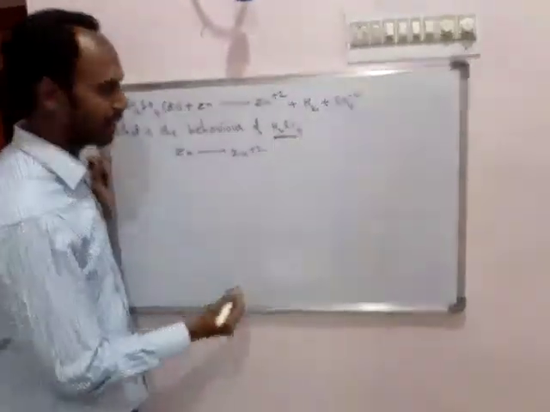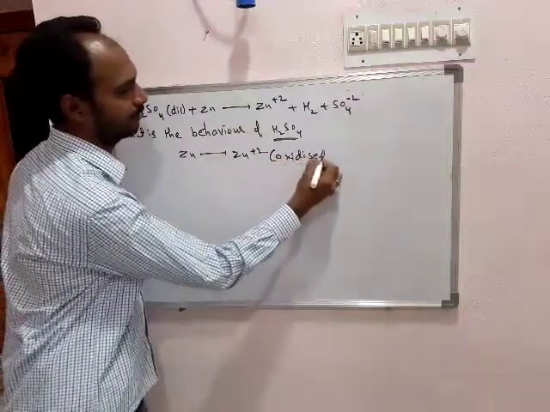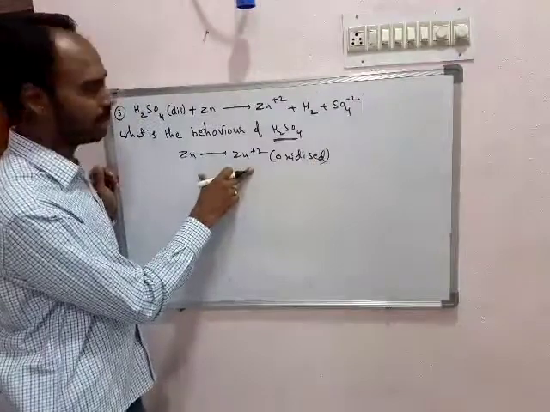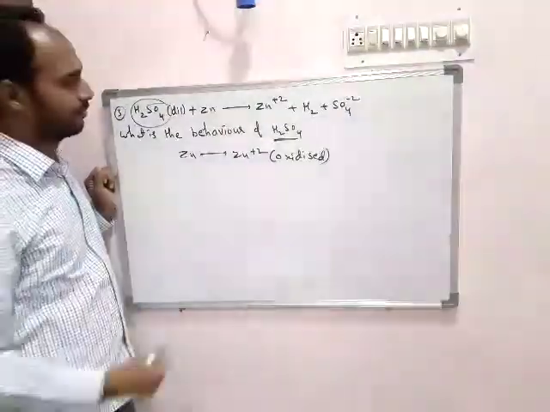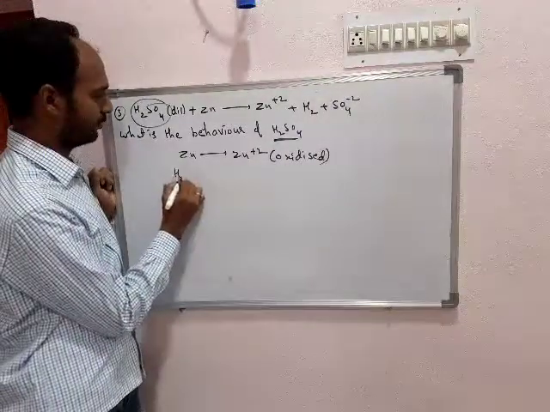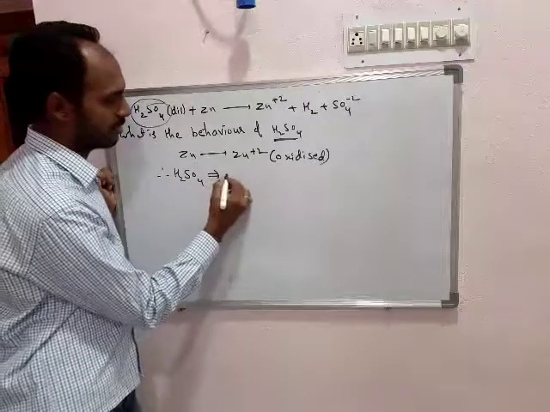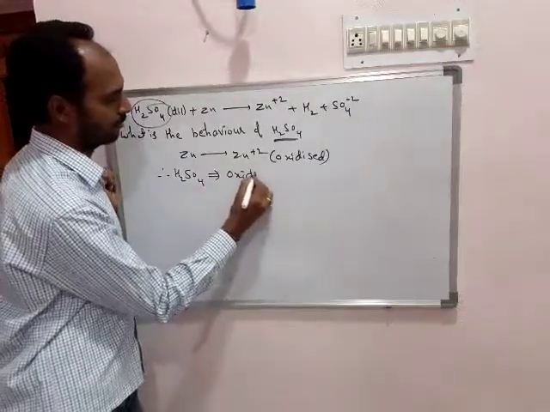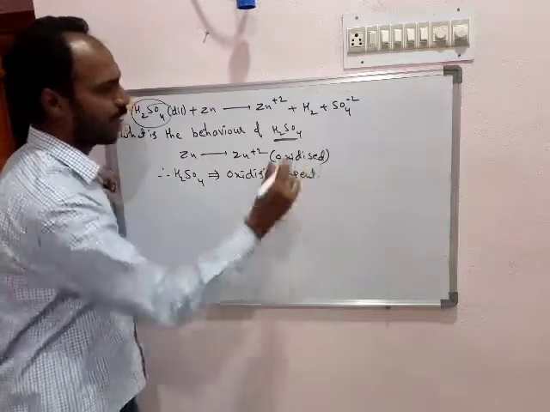Zinc becomes Zn+2. It is oxidized. So it is oxidized by reacting with H2SO4. So simply we can say H2SO4 is the oxidizing agent.